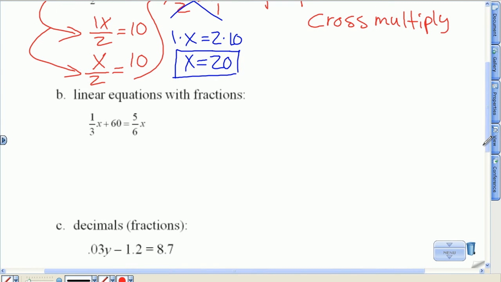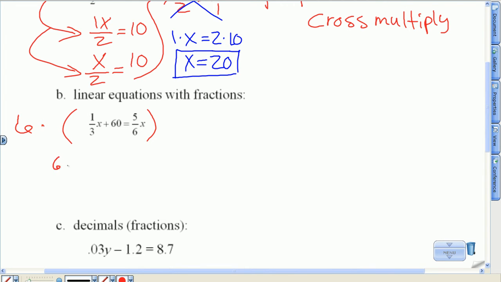Okay. Now, B, linear equations with fractions. This is going to be pretty creative. Some teachers do this a little bit differently. I want to get rid of those fractions. Fractions are scary. So what I'm going to do is I'm going to multiply both sides by the least common denominator, which is 6. I'm going to multiply both sides of the equation by 6.